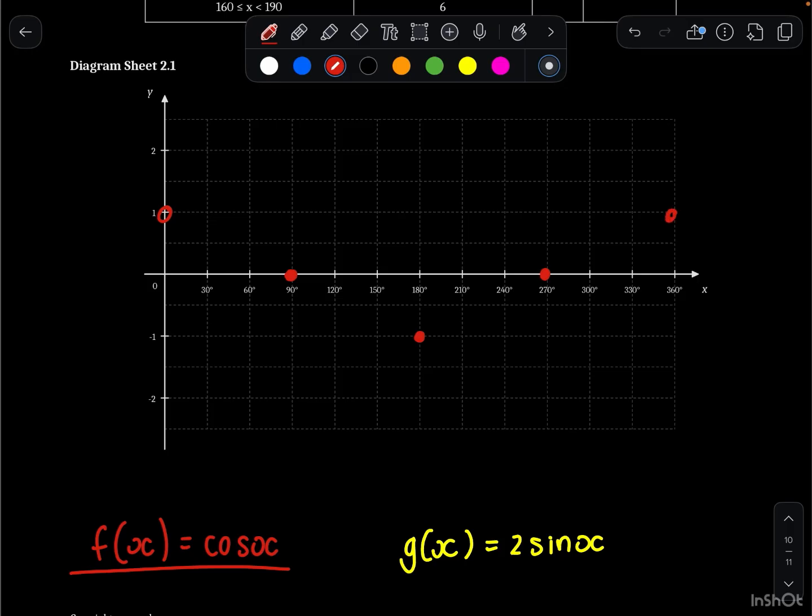I'm just leaving them open on the edges because they say their domain is open. So we're just going to leave it open. And then we connect them. Remember, it's not a straight line graph. So we want it to be curvy.